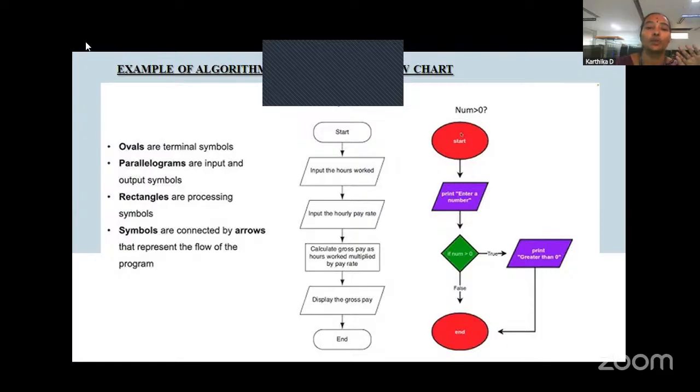First one is brute force, and second one is divide and conquer. Third one is dynamic programming, and fourth one is greedy technique. Fifth one is backtracking. Sixth one is branch and bound. In depth, brute force technique. So what is brute force technique?